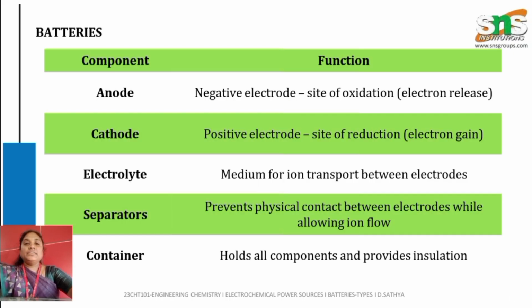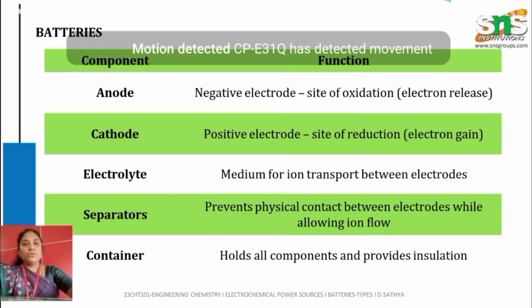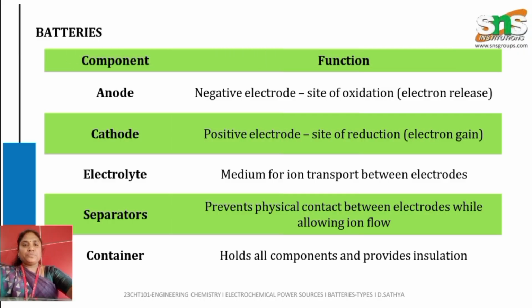So in batteries, we have three important components. One is the anode, the cathode, and the third one is the electrolyte. In the anode, the negative electrode is present, that means oxidation. In the cathode, the positive electrode is present, that means electron gaining, the type of reduction. In the electrolytic solution, we are using a salt solution for the anode and cathode.